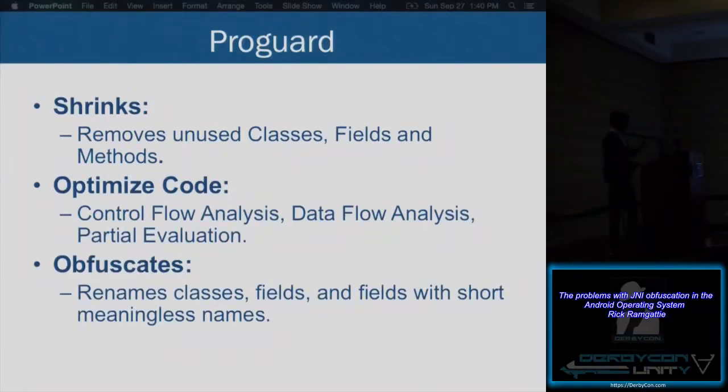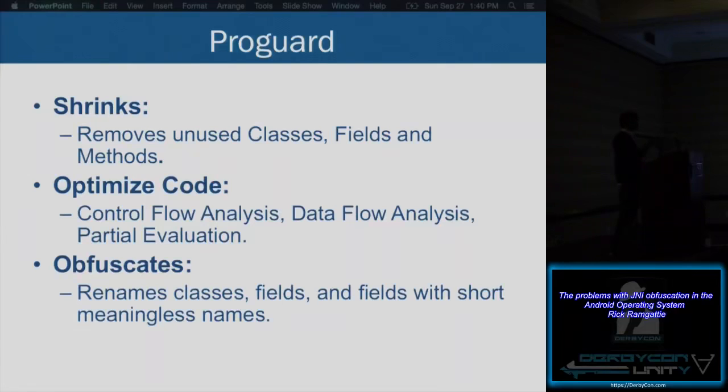So the tool that I'm going to be talking about specifically today is ProGuard. ProGuard shrinks, optimizes, and obfuscates code. When it shrinks, it removes unused classes, fields, and methods. Sometimes you'll be writing code, or your developer will be writing code, and they'll make a lot of methods that aren't really necessary. In my example today, I'll be showing you how I wrote code that wasn't very necessary, and ProGuard just optimized it. It also uses control flow analysis, data flow analysis, and partial evaluation to remove code that's not used.